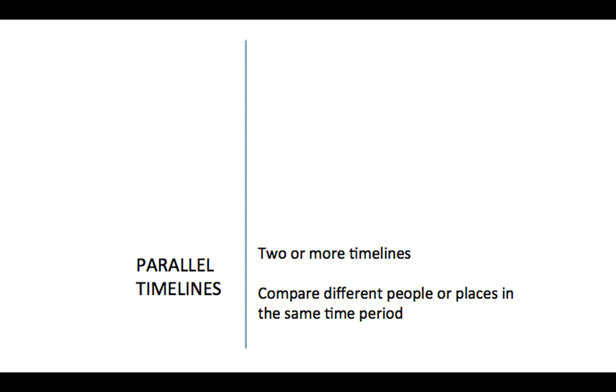Your last central idea for today is parallel timelines. Please press pause and write parallel timelines on your central idea side of your notebook. On the detail side, you can write what parallel timelines are and why we use them. Parallel timelines are 2 or more timelines that are next to or on top of each other.